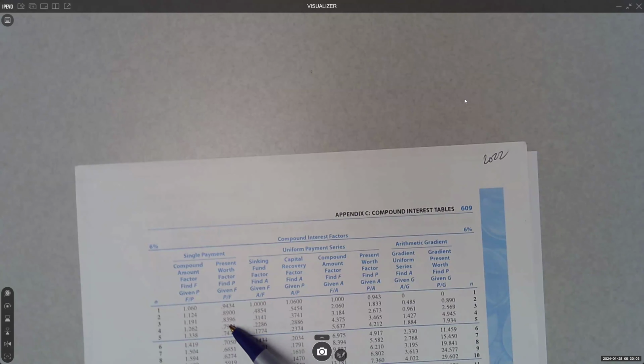Now note that for the F given P factor, we see the time value of money increasing. So if I'm finding a future given a present, over time, this factor is going to increase. $1 tomorrow is worth more than $1 today. And so the inverse of that is also true. My present worth factors are starting at 0.9434 for 6% interest, and they are going down from there. So if I'm starting with a future value and I'm going to find a present, that present that I'm searching for is going to be less than the future value I started with.